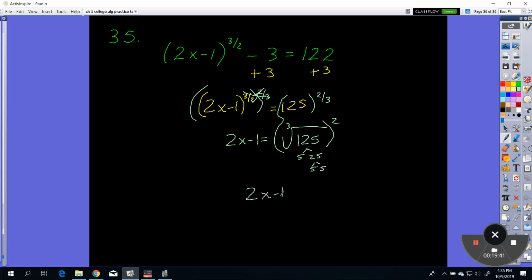So I have 2x minus 1 equals 5 squared. This 2 on the outside is still here. So 2x minus 1 equals 25. Add the 1, add the 1. 2x equals 26, divide it by 2, and x equals 13.